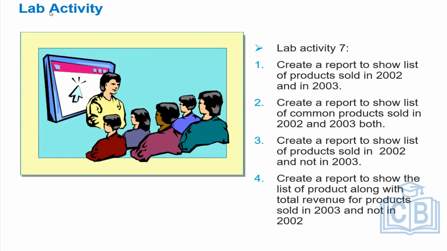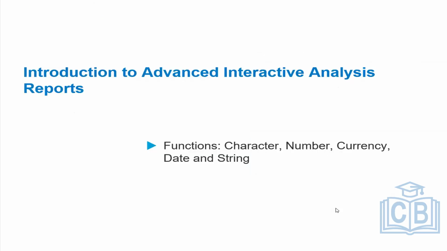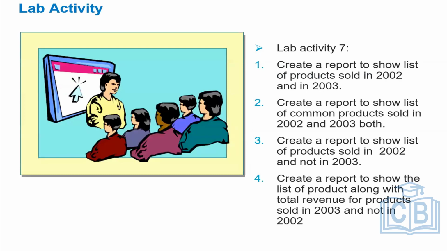Create a report to show the list of products sold in 2002 and not in 2003. Here we have to apply minus. Create a report to show the list of products along with the total revenue for products sold in 2003 and not in 2002. Here also we have to apply minus. Let's try one thing.